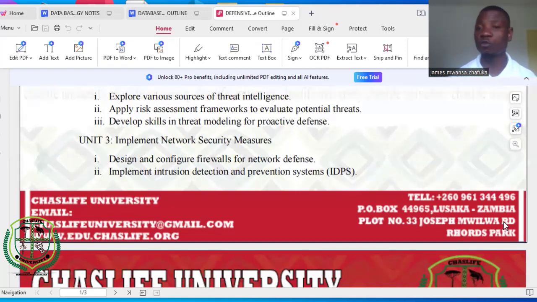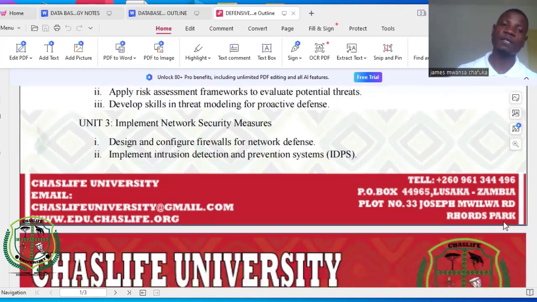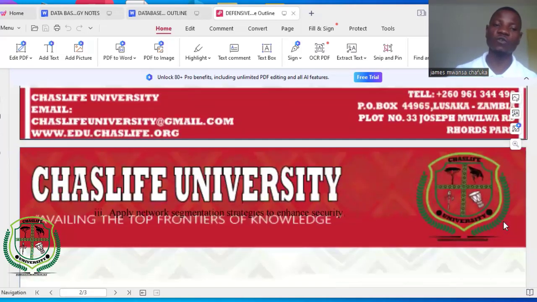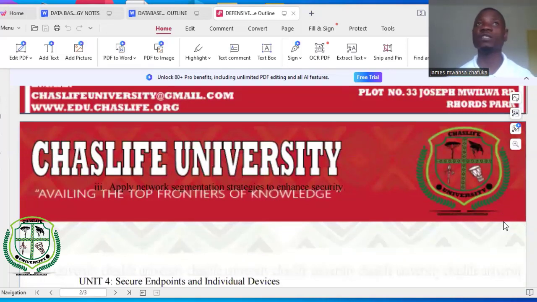Yeah, definitely. So we're still looking at Unit 3 of defensive security, which has the main subtitle Implementing Network Security Measures, where the learners and the students will be able to design and configure firewalls for network defense, and then implement intrusion detection and prevention systems to monitor any threats. Apart from that, the learners will also be able to apply network segmentation strategies to enhance security.